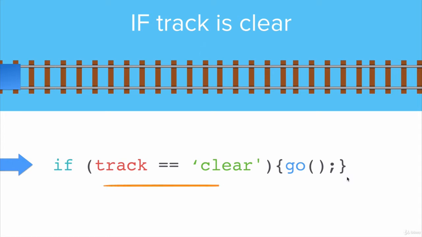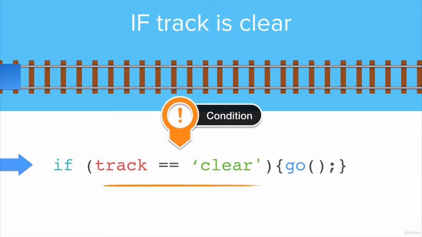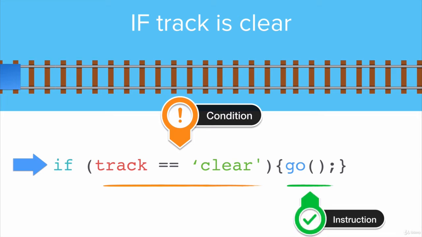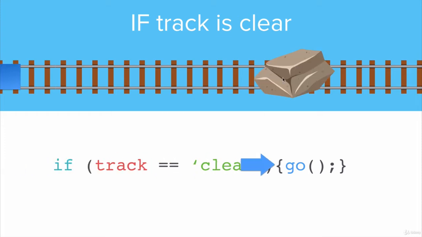If we go through this statement, then this is where the condition is, and this is what the instruction is. So when the computer evaluates the statement, and in this case the track is indeed clear, then it will just go. But if when we evaluate this it's actually not true, the track is not clear, in this case there's a giant rock there, then it won't carry out the instructions inside the curly braces. Instead, it will skip all of this and go on to the next line of code that it needs to execute. So in this case, the train goes nowhere.